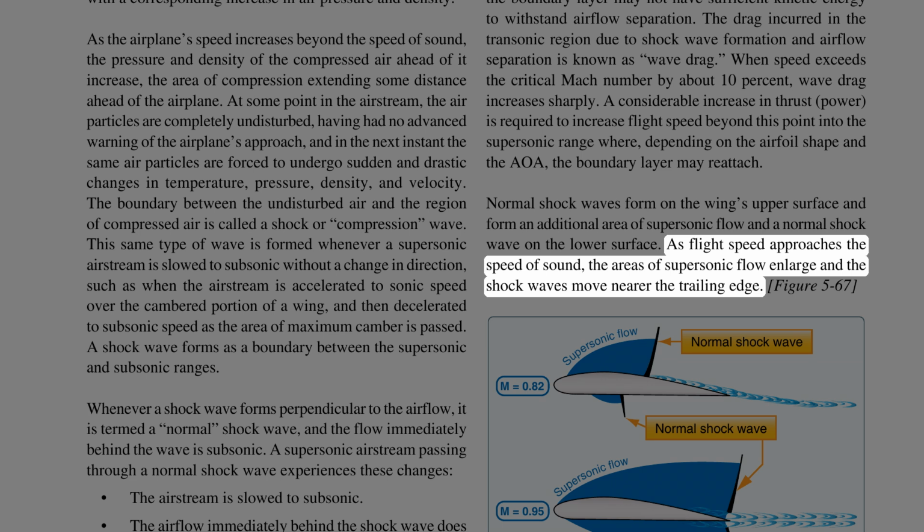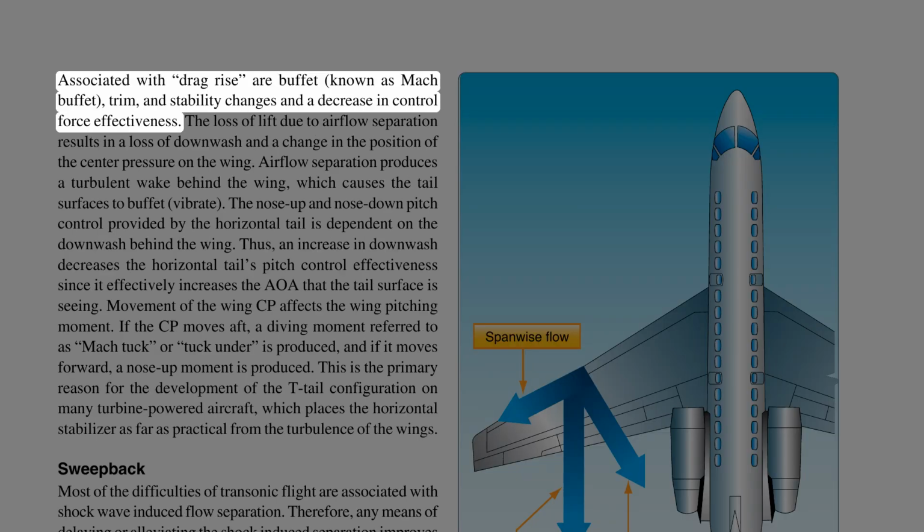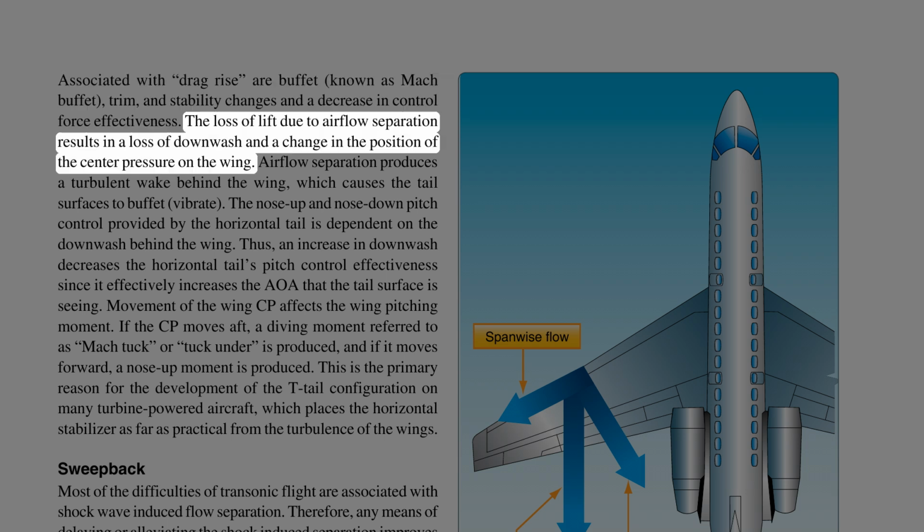As flight speed approaches the speed of sound, the areas of supersonic flow enlarge and the shock waves move nearer the trailing edge. Associated with drag rise are buffet, known as Mach buffet, trim, and stability changes and a decrease in control force effectiveness. The loss of lift due to airflow separation results in a loss of downwash and a change in the position of the center of pressure on the wing.